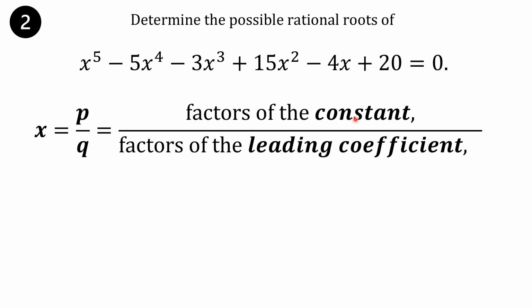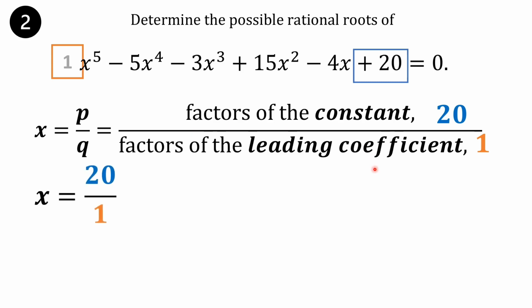the constant is positive 20 and the leading coefficient is 1. Since the leading coefficient, or the denominator, is 1, therefore we will be getting only the factors of p, or the constant, which is 20, because 20 over 1 is 20.